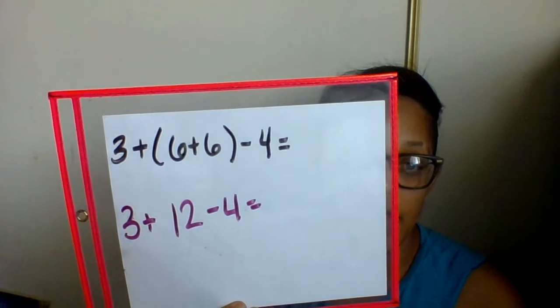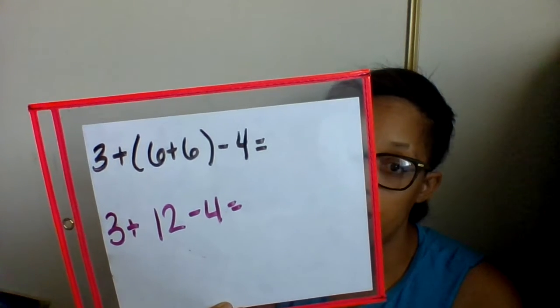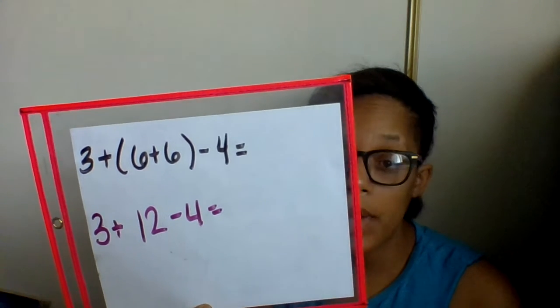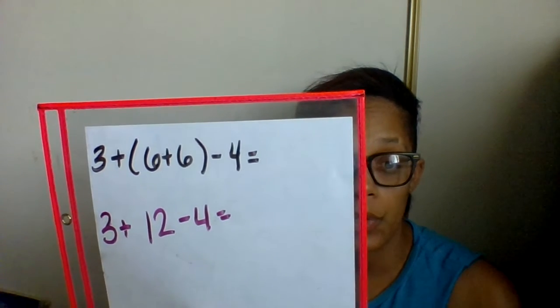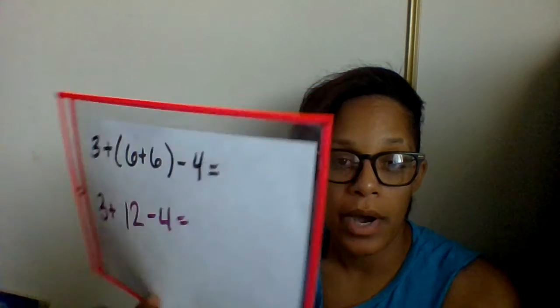So I'm going to rewrite this problem without having the problem in parentheses. So it's going to look like this. 3 plus 12 minus 4 equals. So now we can solve as usual. So let's start with 3 plus 12. What do you get? Did you say 15? If you did, great job.